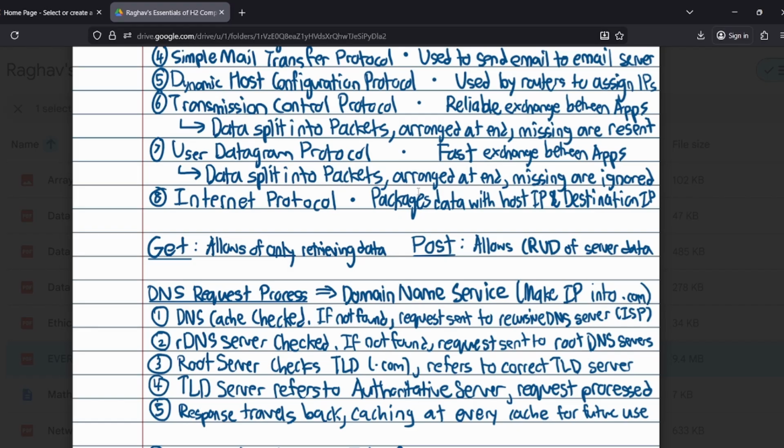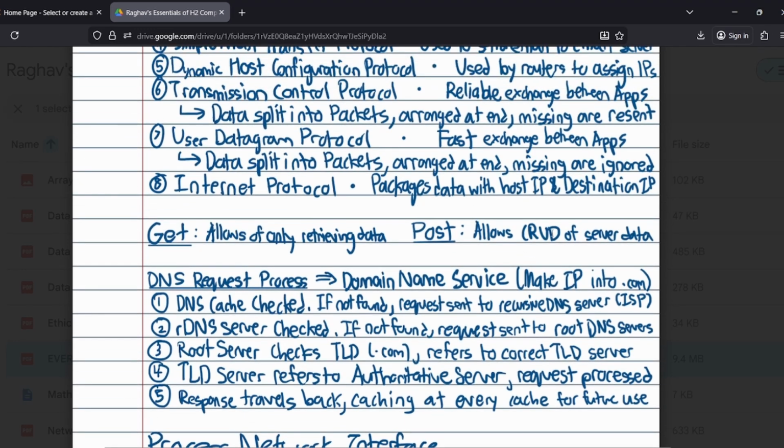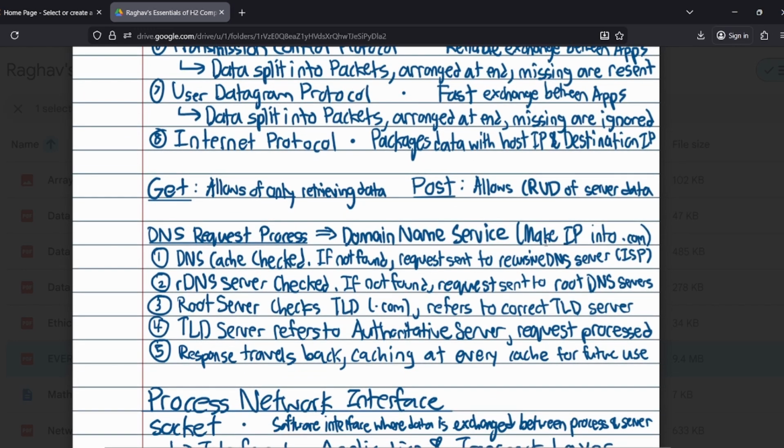Now for DNS. DNS is Domain Name Service. It's basically a machine that turns your IP address into a .com, and vice versa. But how does it work? So let's assume you want to go to a website, right? I don't know, youtube.com.